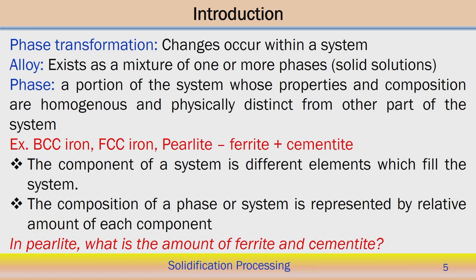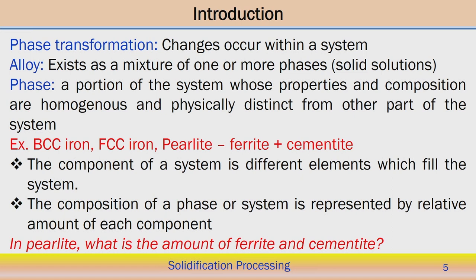Now, BCC iron we can consider as one particular phase, because the atomic arrangement of the atoms is different as compared to FCC iron. So, that is why BCC iron and FCC iron have different atomic arrangements. Although the material is the same, both are iron, their crystal structures are different. That is why you can consider these as two different phases, not as a single phase.